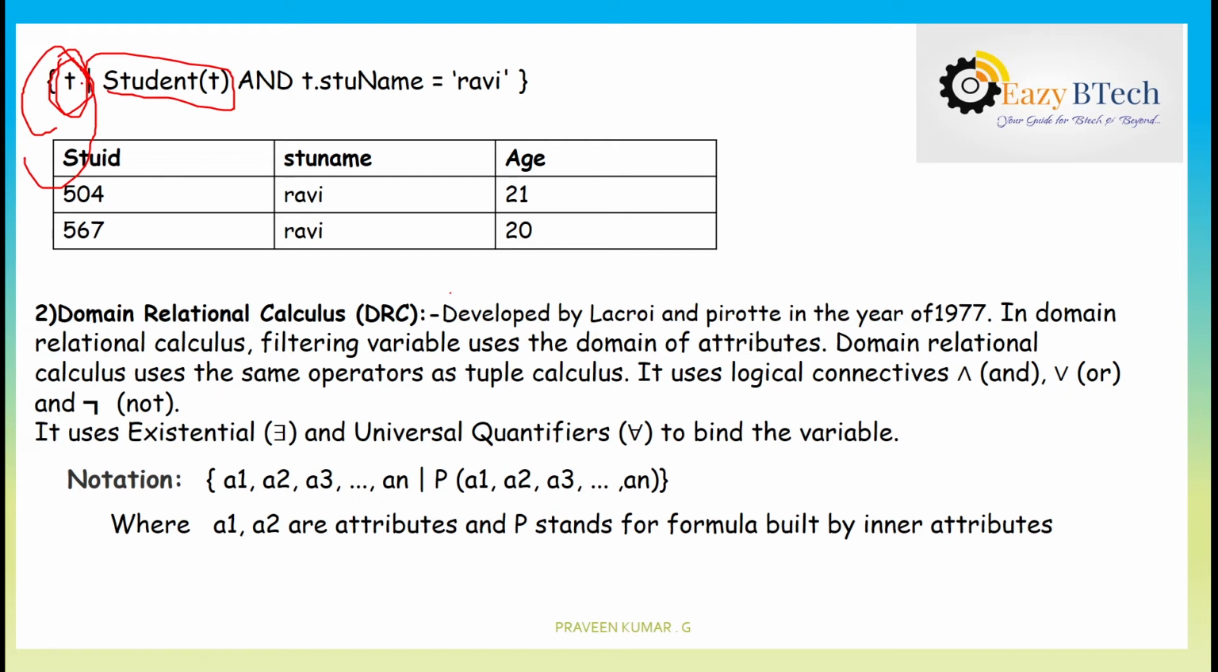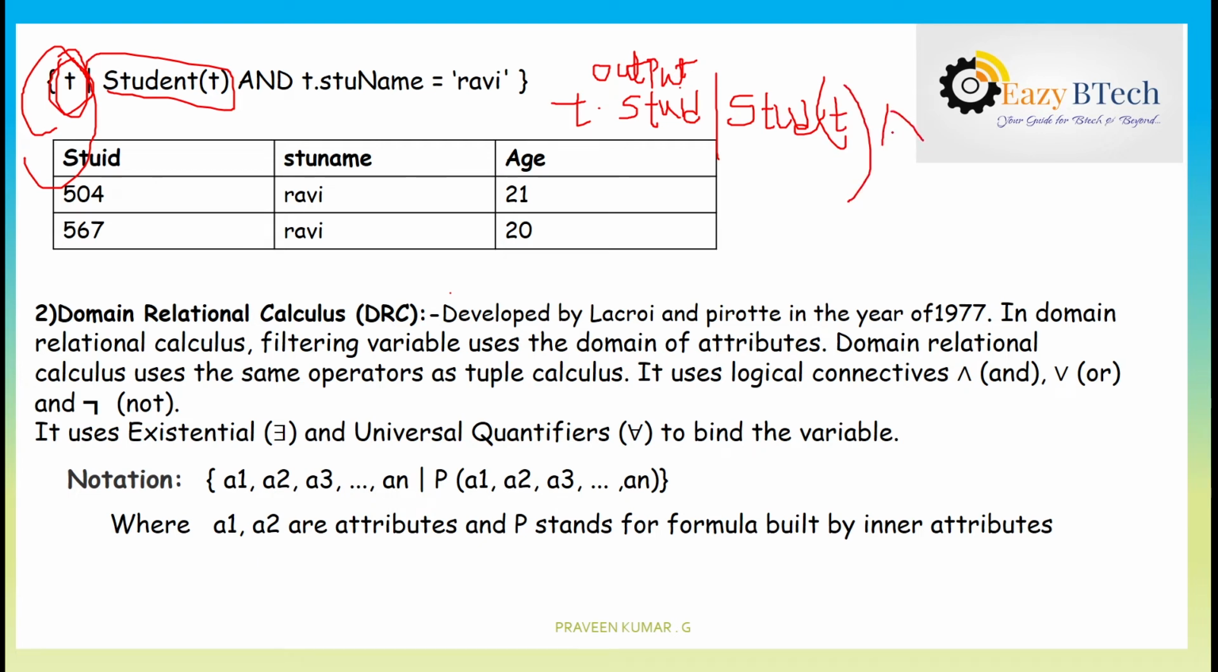Suppose here T dot SID. I just wanted to print the student ID whose name is Ravi. How to write that? T dot student ID, on the right side. This is the filtering. This is the output value. We wanted to print the output value. What is the output query? We wanted to print the output, and the relation name, Student of T.